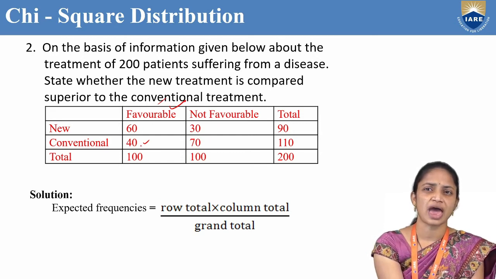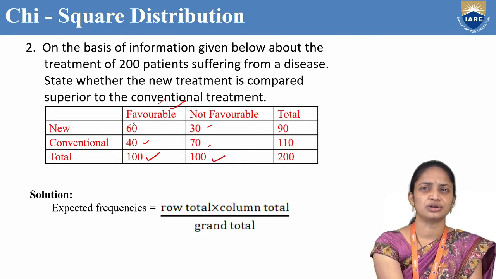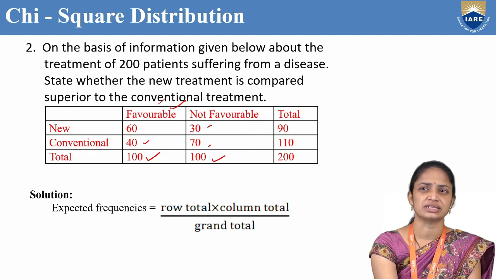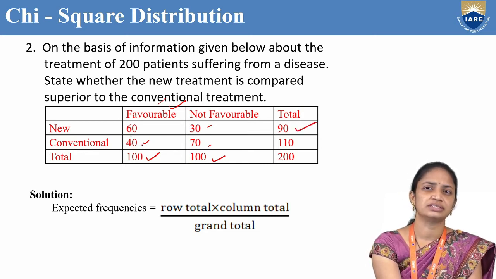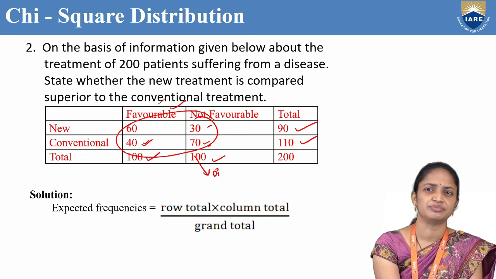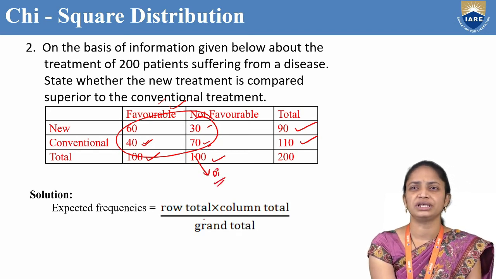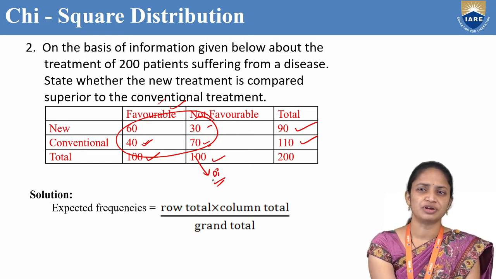If you add 60 plus 40, the column total is 100, and in the second column, 30 plus 70 is 100. Like that, the first row total is 60 plus 30, which is 90, and the second row total is 110. So these four values, 60, 30, 40, 70, are our observed frequencies.